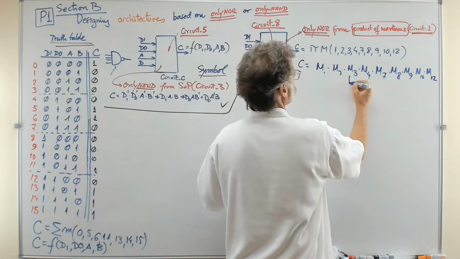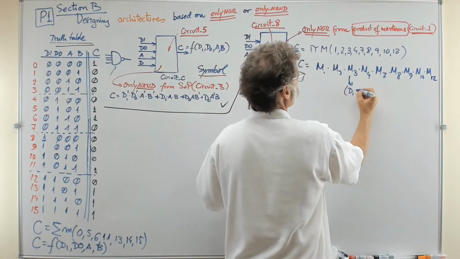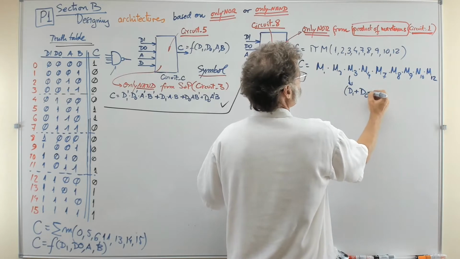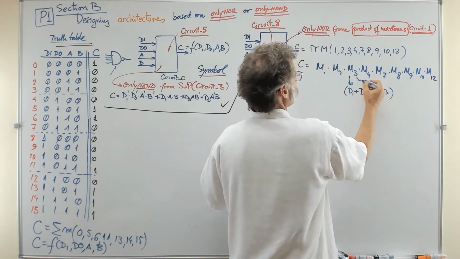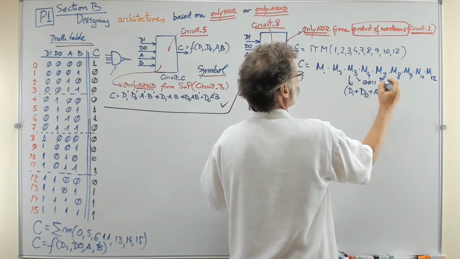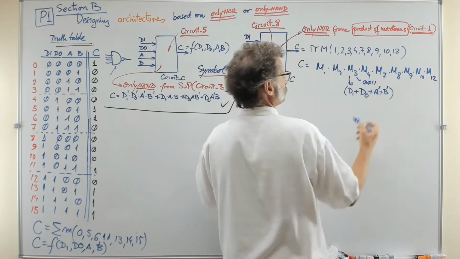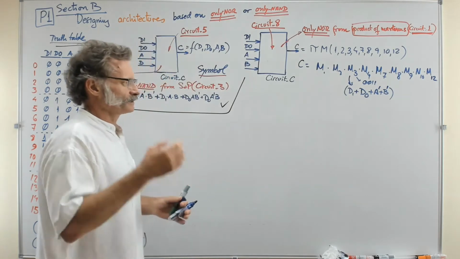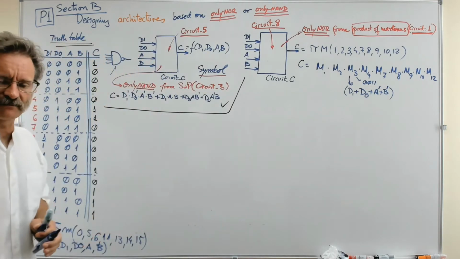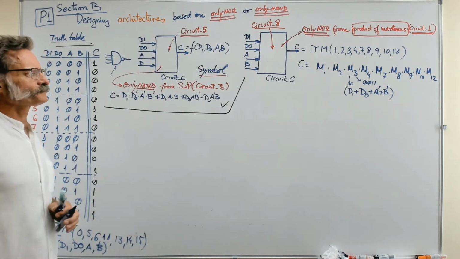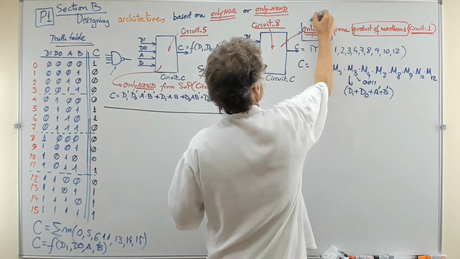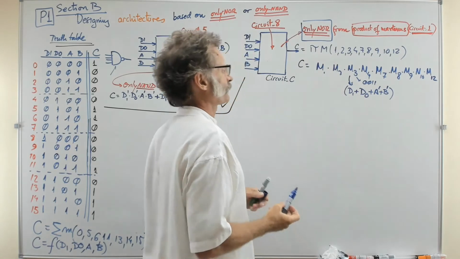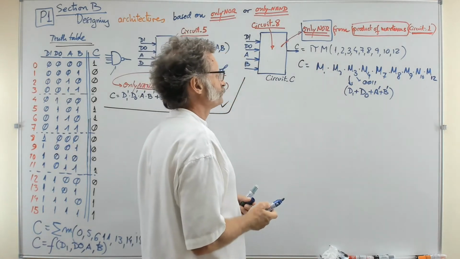And the maxterm 3, for example, is D1 or D0 or A or B, because the 3 is in binary 0, 0, 1, 1. You know that now, because it's a maxterm, it is a term like this. This is the maxterm that we have to consider here. So very well, what if we like to design the circuit that consists of only NORs? What do we have to do?